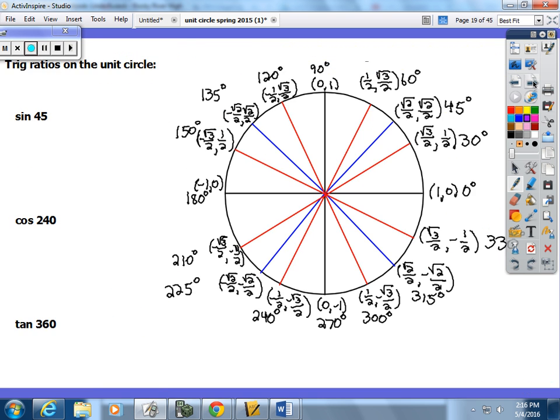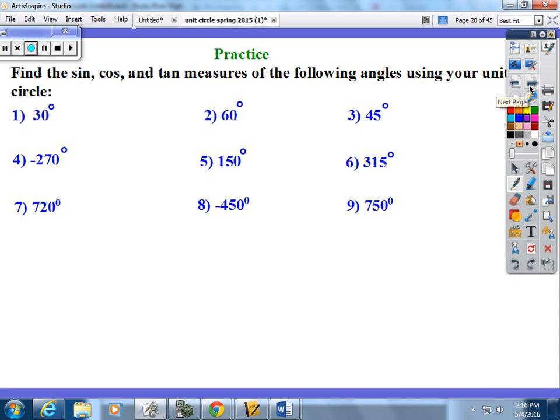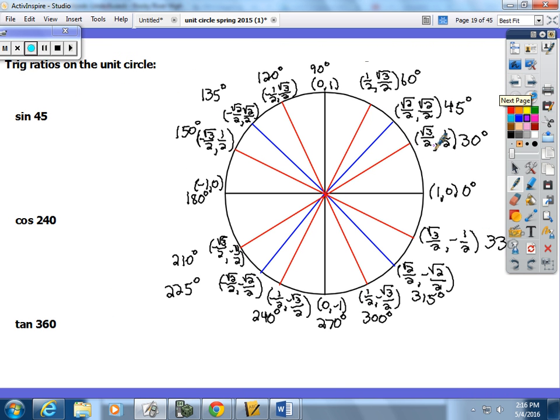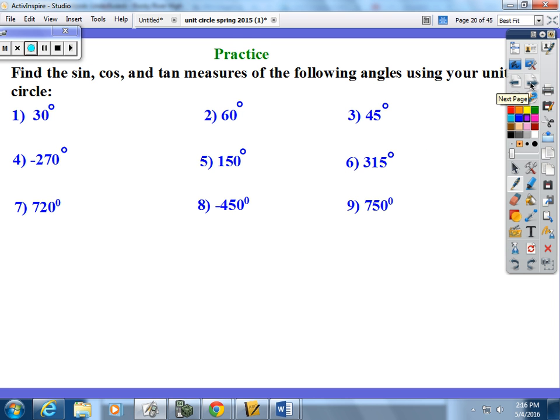So to practice that, let's say I have a 30-degree angle. So you go back to your unit circle, look at your 30-degree angle, and your coordinates are square root of 3 over 2 and 1/2. So let's write that down. Square root of 3 over 2 and 1/2. So to get the sine of 30, you would take the y coordinate, so that would be 1/2.